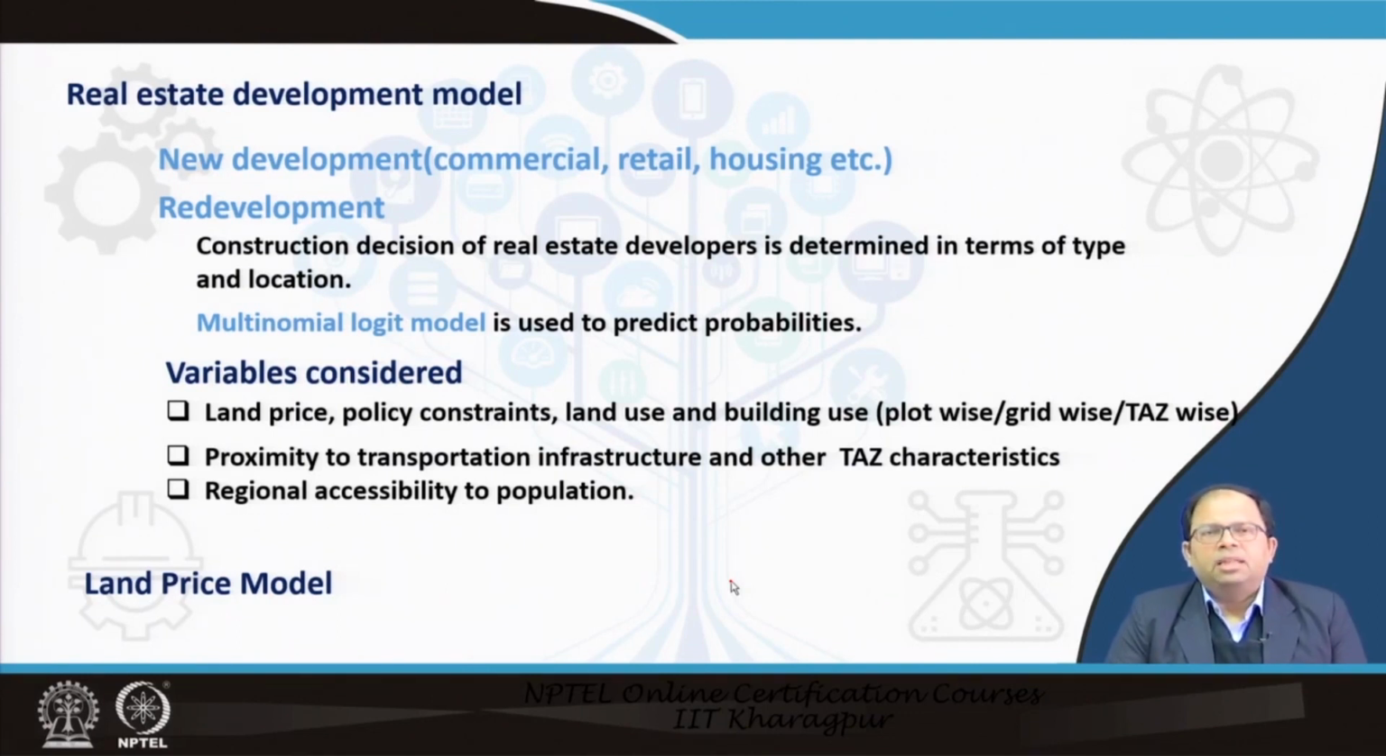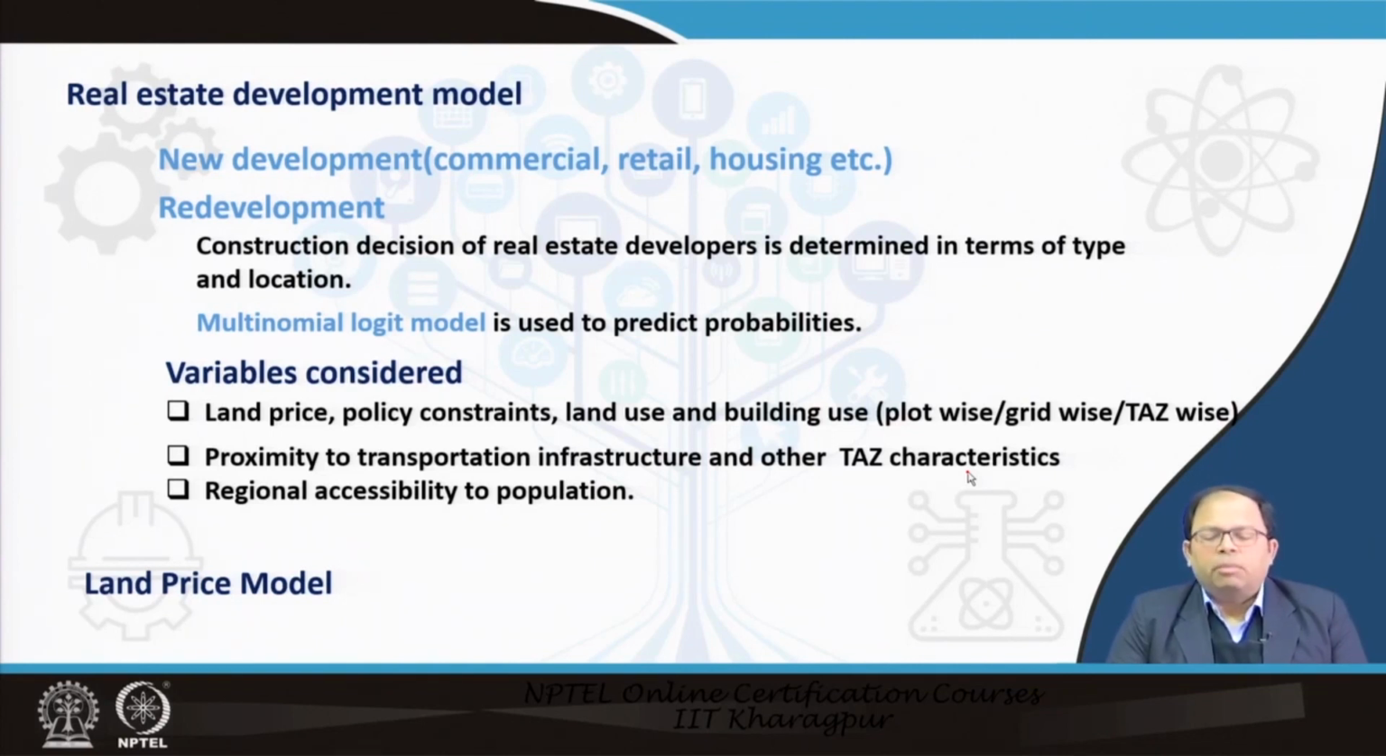And again here the variables considered are the ones which influence a developer to choose a particular location to develop. For example, land price, policy constraints, land use and building use, and then again plot wise, grid wise, TZ wise. These could be the variables which influence the choice of a developer to build in a particular area, or it could be proximity to transportation infrastructure and other TZ characteristics. A developer will always want to build in an area where there is adequate transportation, because if he is building commercial, then it should be accessible from different parts of the city, and so on.